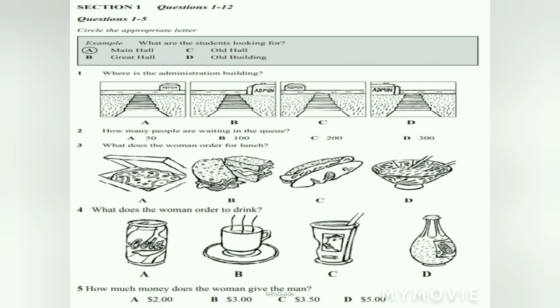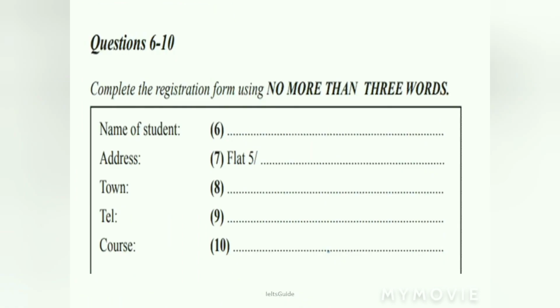The woman speaks to the clerk about registering at university. Look at the form. As you listen, complete the form by filling in the numbered spaces 6 to 10.